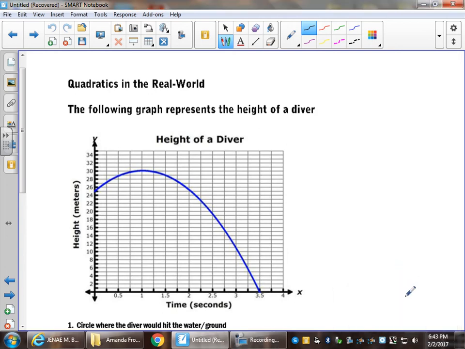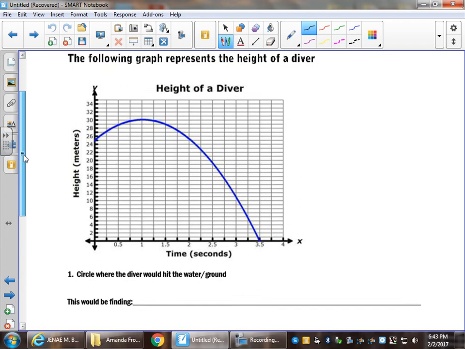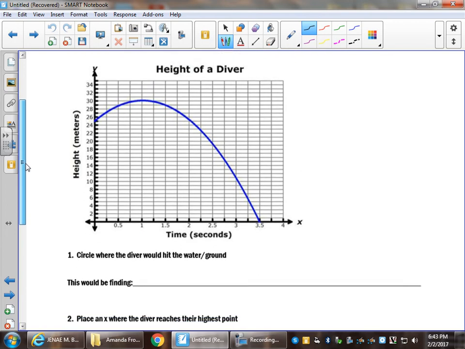Hello everyone. This video is a quick intro to quadratics in the real world. We're told that the following graph represents the height of a diver. We have 4 questions that we're asked to use the graph to answer. So let's get right into looking at our first question.